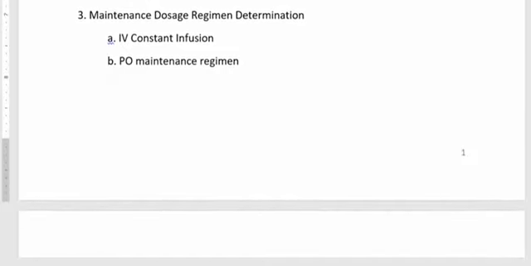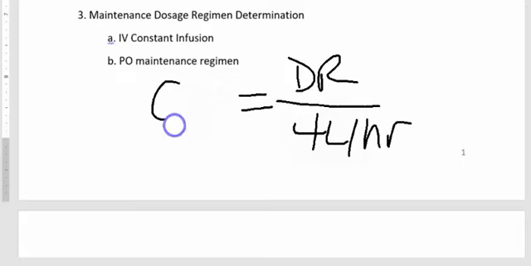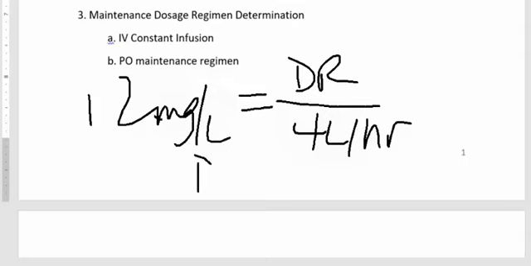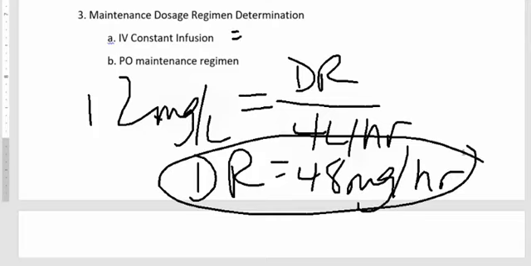We already figured out our maintenance dose, but let's do it again. To figure out a constant infusion is super simple, right? It's just your concentration at steady state is going to be equal to your dose rate in over your clearance. We already figured out that our patient's population guess is going to be 4 liters per hour, and we know that our target concentration that we want is 12 milligrams per liter, right? So our dose rate is going to be 48 milligrams per hour. So that's our constant infusion, isn't it? 48 milligrams per hour. We're going to just infuse it at 48 milligrams per hour.